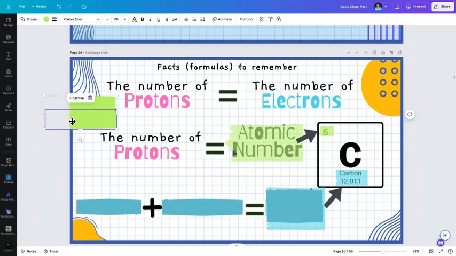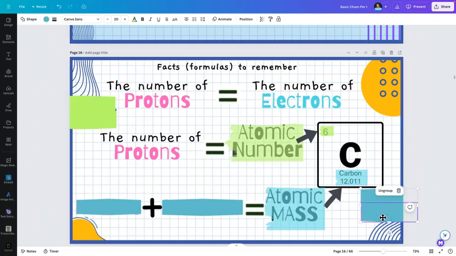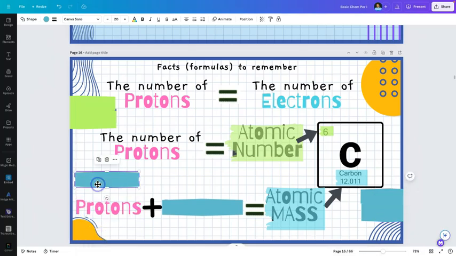Now, here's where the math kicks in. The atomic mass or weight, because we're calling it the same thing, is equal to, anybody know? I'll give you protons, so what's left? Neutrons. It's not electrons, it's neutrons. So the number of protons plus the number of neutrons equals the atomic mass.